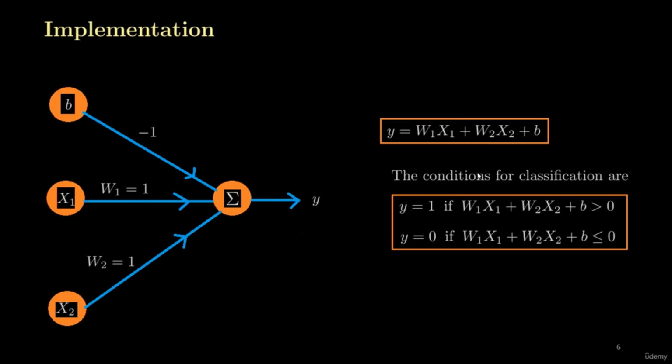Let's decide about the conditions for the classification. The conditions are very simple. We have decided that if w1 x1 plus w2 x2 plus b, that is the output of the perceptron, is greater than 0, we will call it a 1. And if the output is less than or equal to 0, we will equate it to 0. So these are the conditions of classification. Let's see whether it is able to implement the AND gate or not.